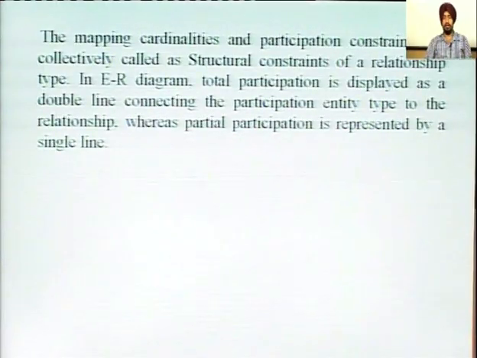The mapping cardinality and participation constraint are collectively called the structural constraint of a relationship type. In an ER diagram, total participation is displayed as a double line connecting the participating entity type to the relationship, whereas partial participation is represented by a single line.